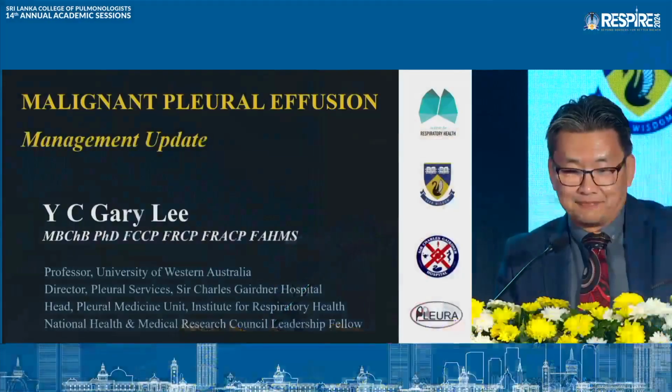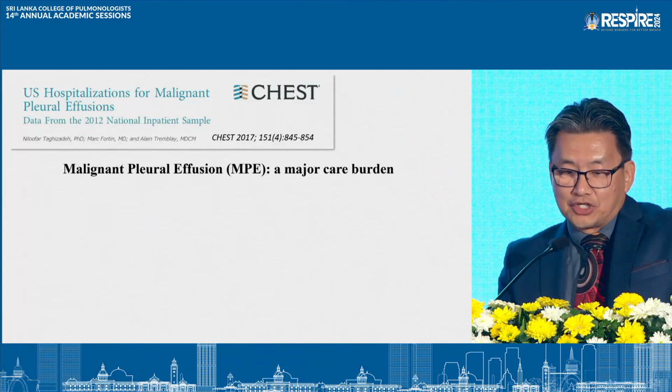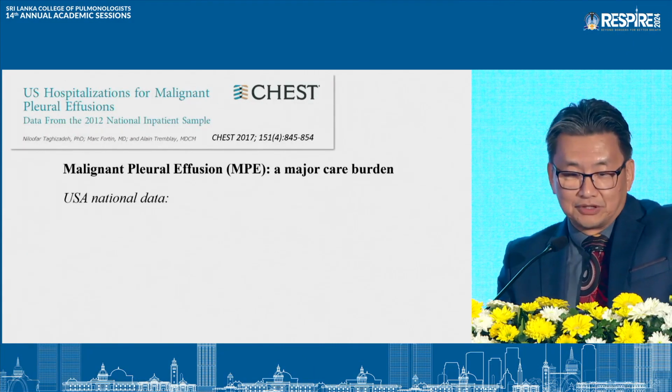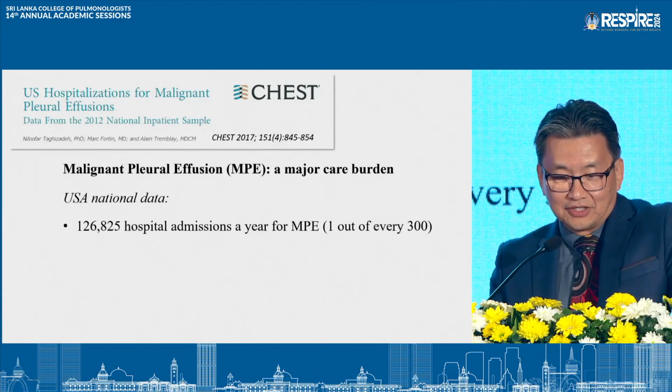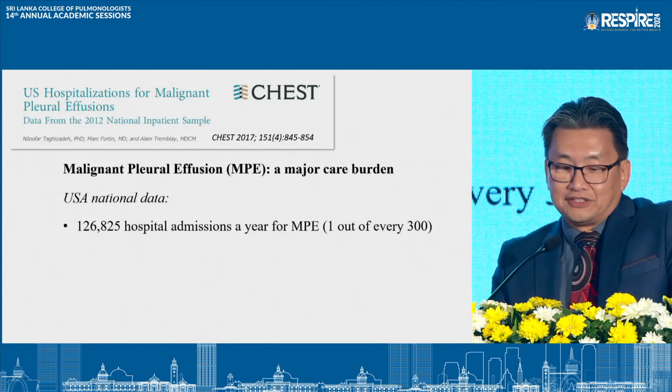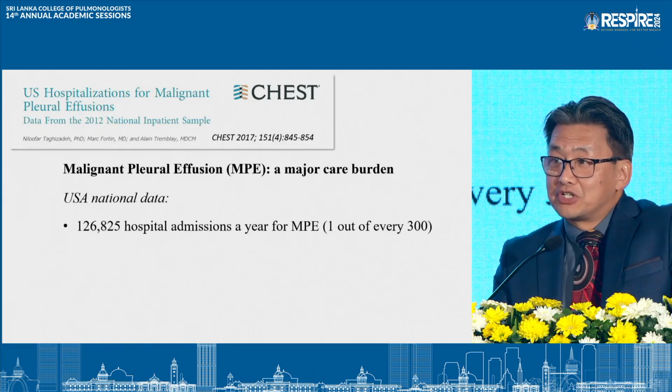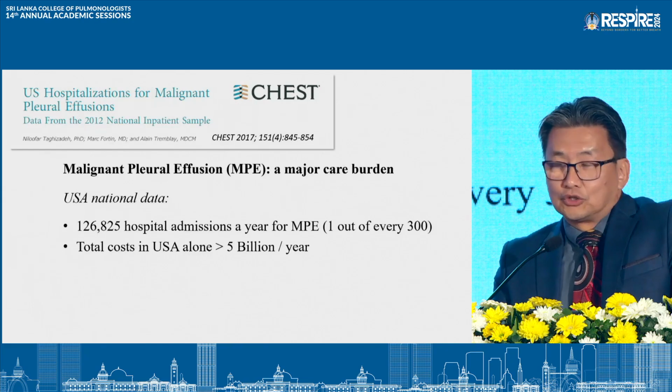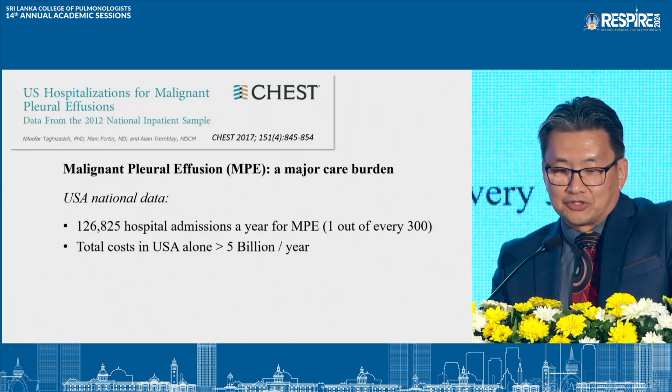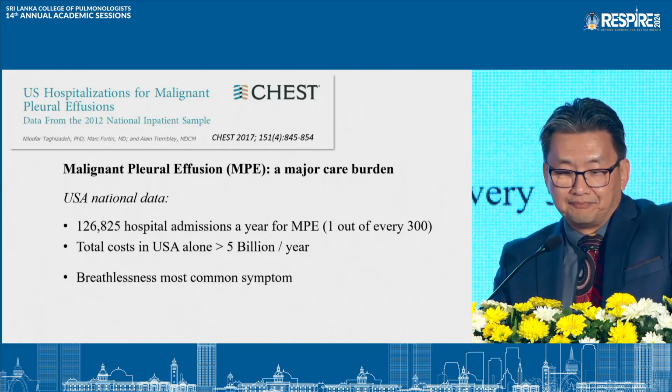Good afternoon, and thank you for the opportunity to come to Sri Lanka again. And my job today is to talk about malignant pleural effusions. Malignant pleural effusion is a major healthcare burden. Now we've got some numbers from the United States to wrap around it. It causes about 125,000 hospital admissions a year, with a total hospital inpatient care cost of over 5 billion.